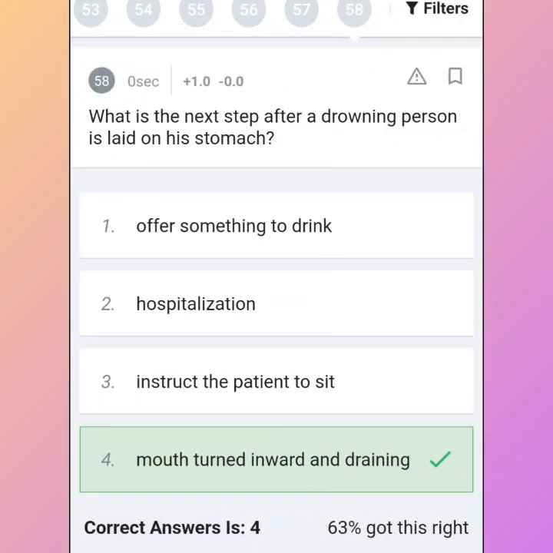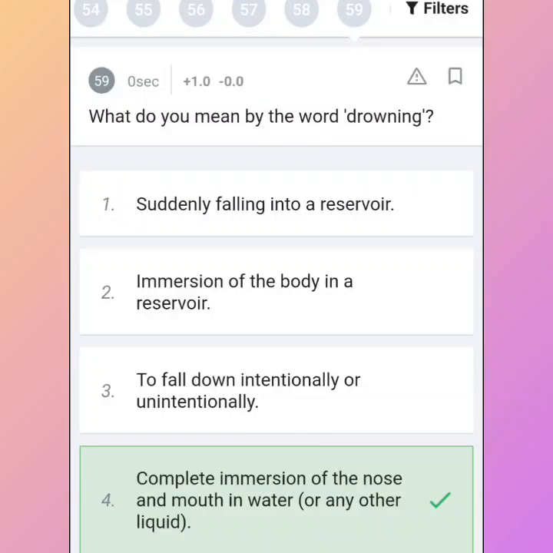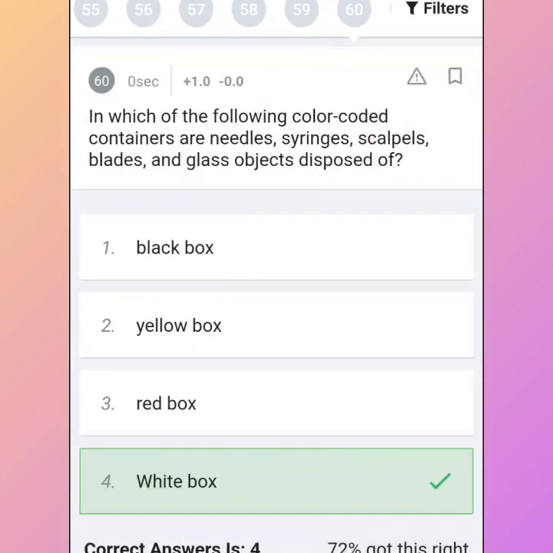Question number 58. What is the next step after a drowning person is laid on his stomach? Option 4, mouth turned inward and draining. What do you mean by word drowning? Complete immersion of the nose and mouth in water.